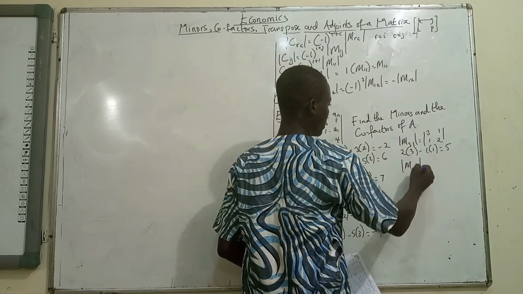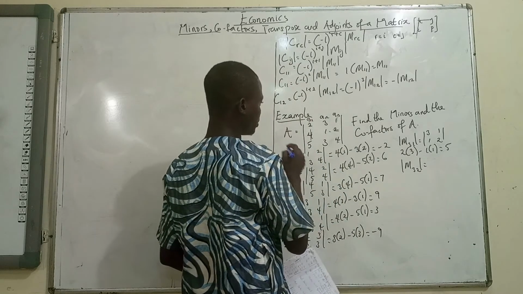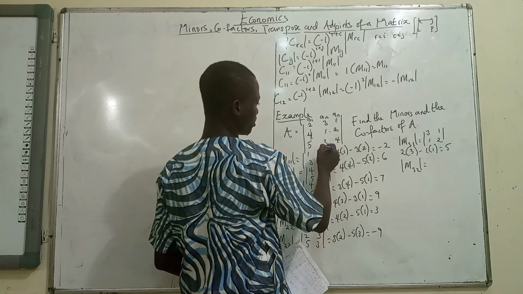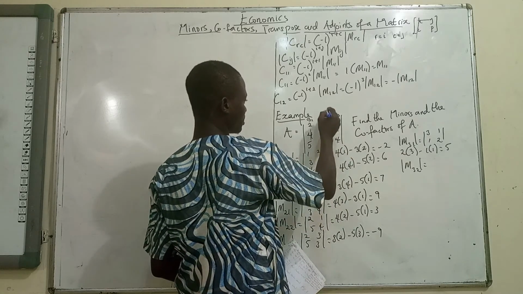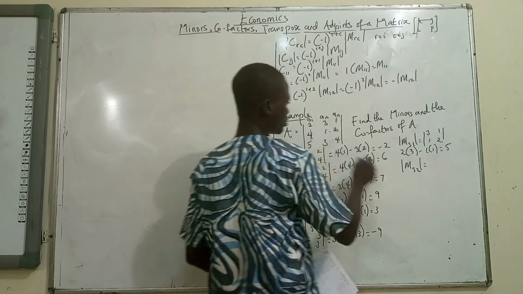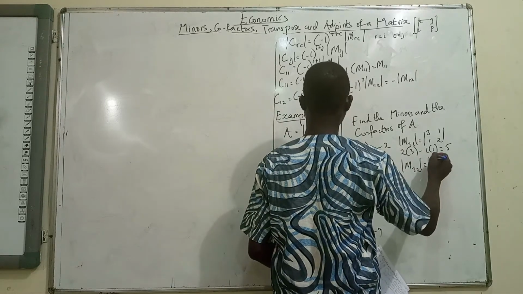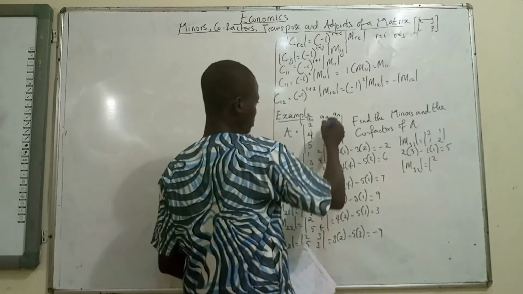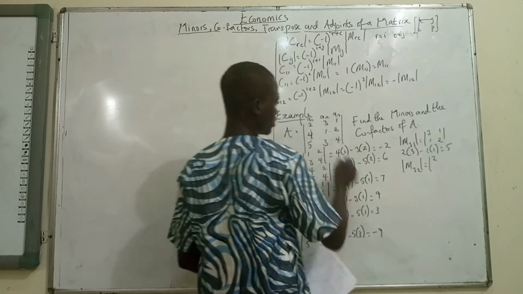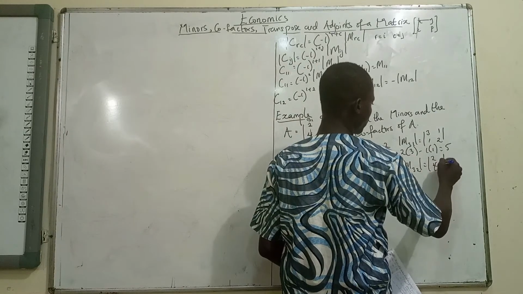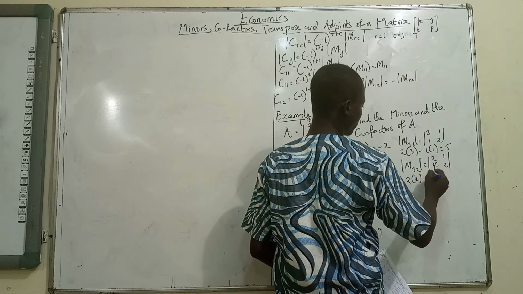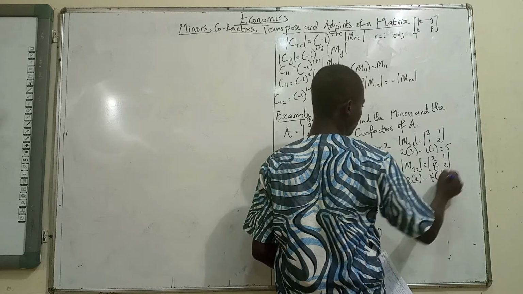Alright, then we move to M32. This is the position of A32, so we take this out and we take this out. So we are left with 2, 4, 1, 2. Let me do it again: take this and take this out. So 2, 4, 1, 2. This is 2 into bracket 2 minus 4 into bracket 1, and that is 0.